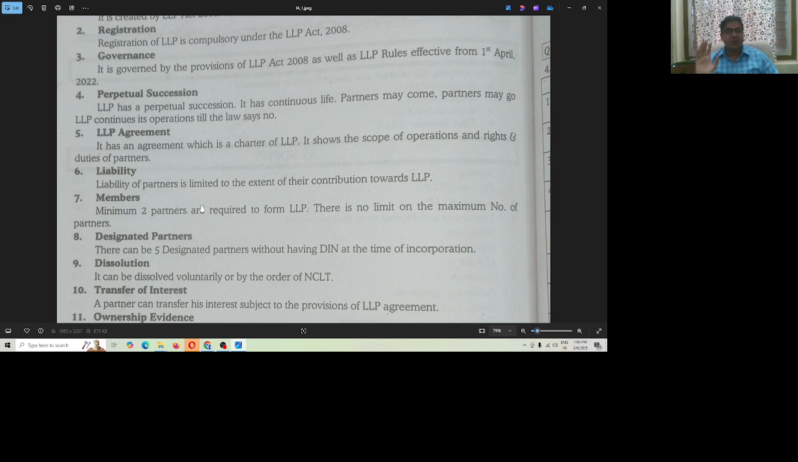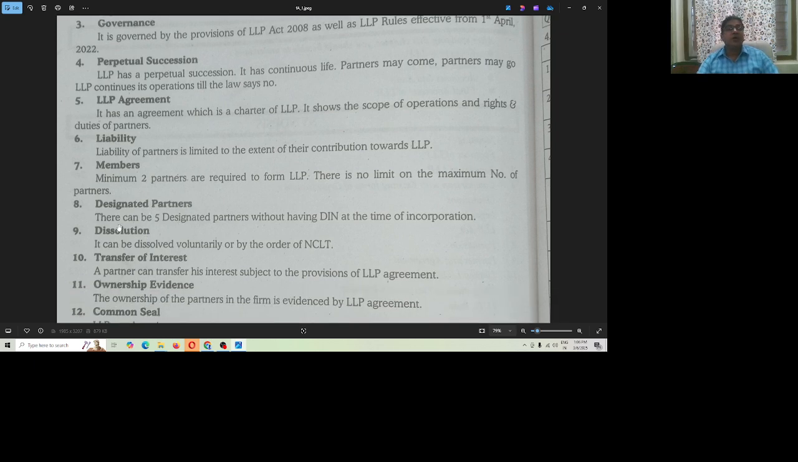Still we have this Partnership Act, but in this particular Limited Liability Partnership Act, minimum two partners are required and maximum no limit. Now, designated partner means what? There can be five designated partners without having DIN at the time of incorporation. Now, DIN means Designated Partner Identification Number, and how many partners can become designated partners? Five.